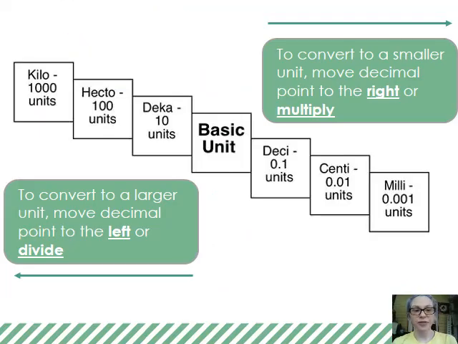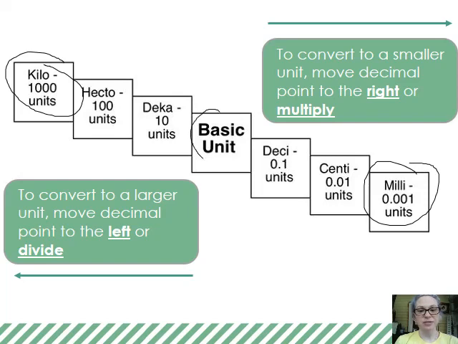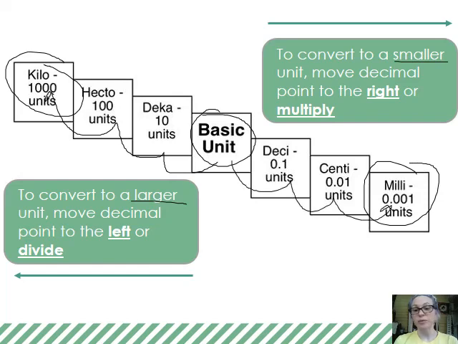Okay, so I know you've talked about the metric system before, but we're going to be discussing it in a little bit of detail, starting with kilo and going all the way down to milli. Our base unit right here is meter, liter, gram. To convert to a larger unit, you're going to move your decimal place to the left. So if this is a meter, we want to go to kilometers, we're going to go to the left. And if we want to go to a smaller unit, then we are going to move to the right or multiply. So let's say we want to go from a gram to a milligram, we would move our decimal place to the right.